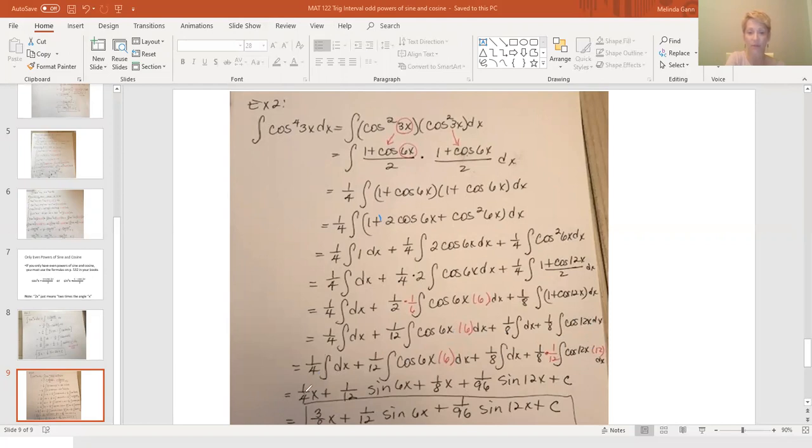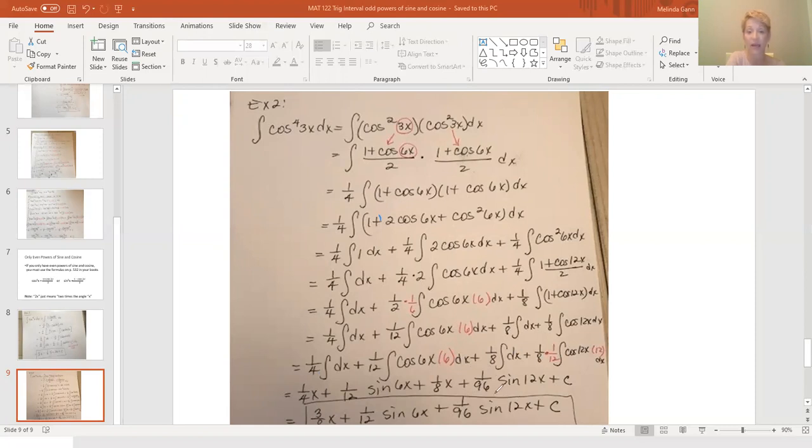So the 1/4 comes down. When you integrate dx, of course, you just get x. The 1/12 comes down. When you integrate cosine of an angle, and you have the derivative of the angle, of course, you just get sine of that angle. Now, 1/8 times the integration of dx, again, is just x. And then 1/8 times 1/12 is 1/96. And again, when you integrate cosine of an angle, and you have the derivative of the angle, you just get back sine of that same angle.